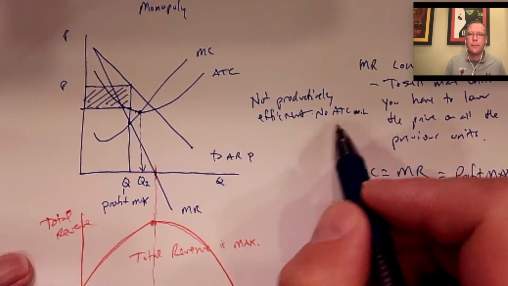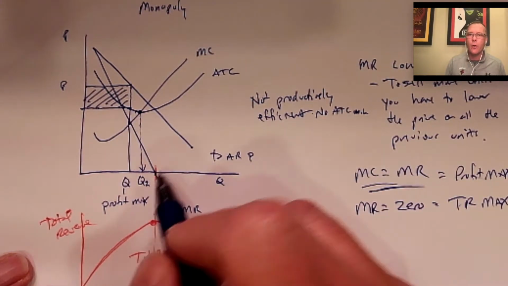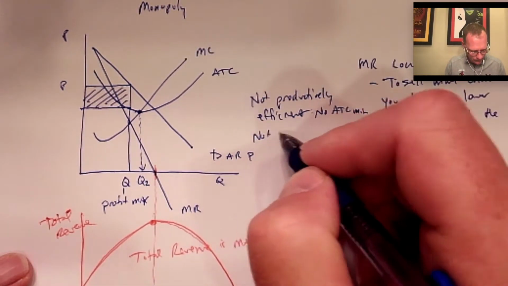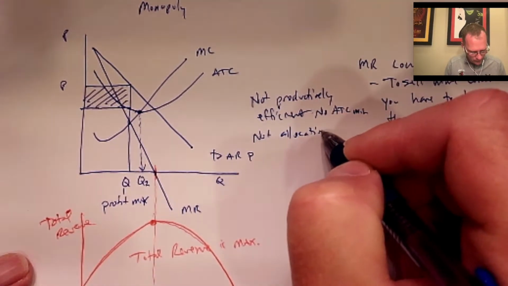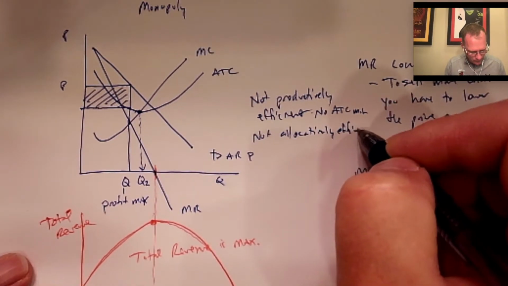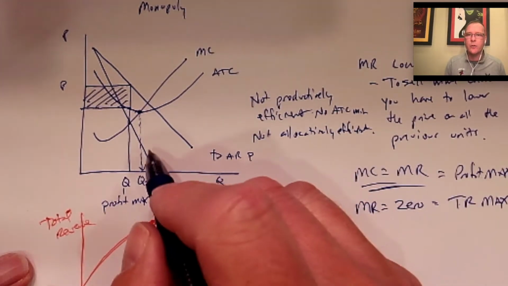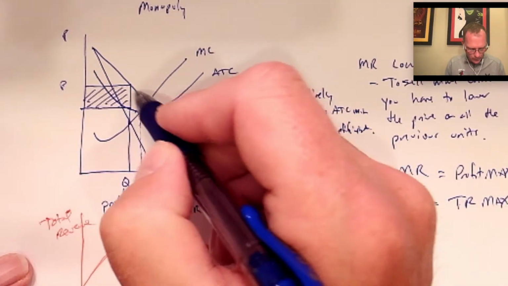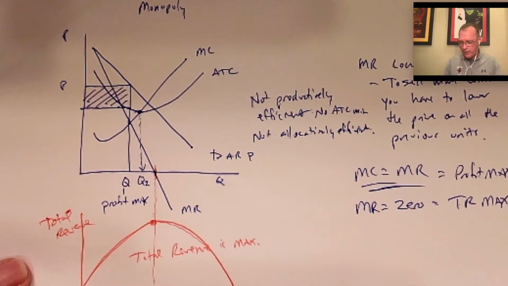You're not doing that. And then it is also not allocatively efficient, because you can see there's also a deadweight loss. Here's my deadweight loss triangle right there. It's shaded in for you.